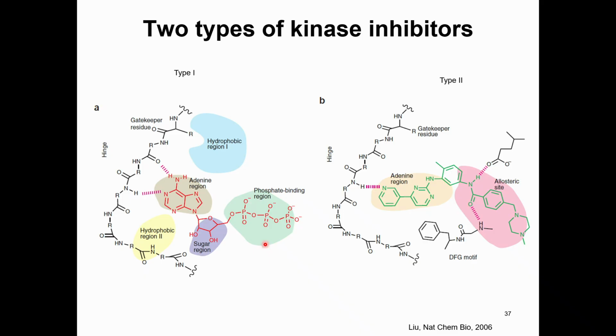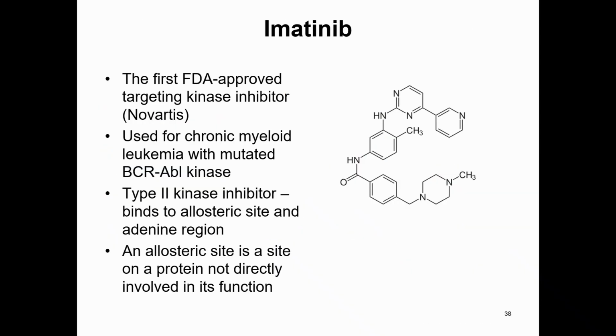So here's the active site on a kinase, and you can see that it binds ATP. There's an adenine region, a region that binds the sugar, and there's a phosphate binding region, and that's the part that's going to be catalyzed to donate a phosphate. So type 1 drugs kind of bind right where ATP ordinarily would. Type 2 drugs bind in the adenine region, but then they also contain chemical entities that bind somewhere else. And that somewhere else is called an allosteric site. Allosteric means it's not part of the active enzyme core. And there are type 1 and type 2 kinase inhibitors.